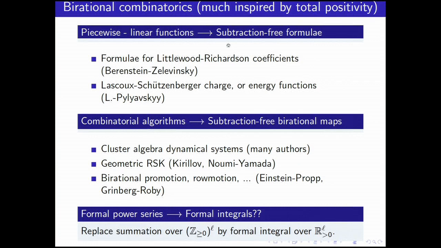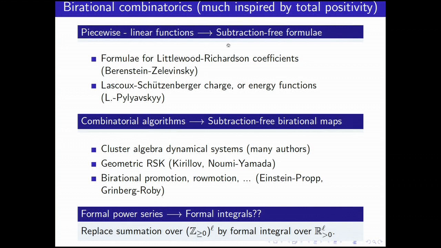So let me say a bit about what this integral formula means to me. As I said, this theory of total positivity and this transformation of the semi-group generators I mentioned in the beginning started a movement in combinatorics to convert piecewise linear things to birational things.